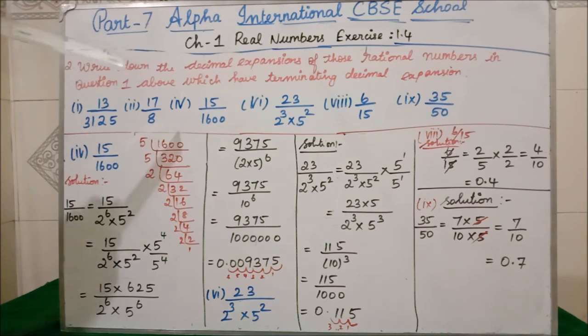Okay, and when they ask for the decimal expansion, in the denominator you have to get 2 power m into 5 power n, and both powers you have to make the same. If the powers are not the same, you have to do some calculation to bring them to the same and then find the decimal expansion. Clear? We are now going to see the next, third subdivision.